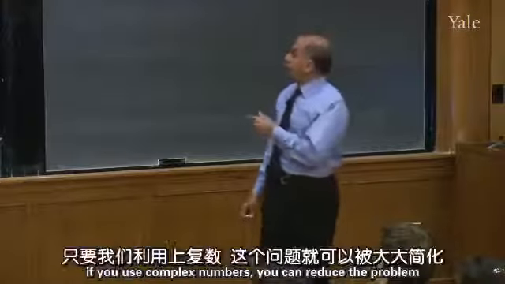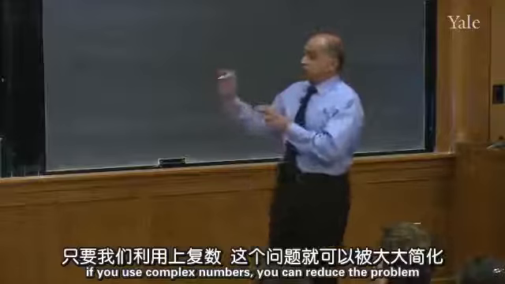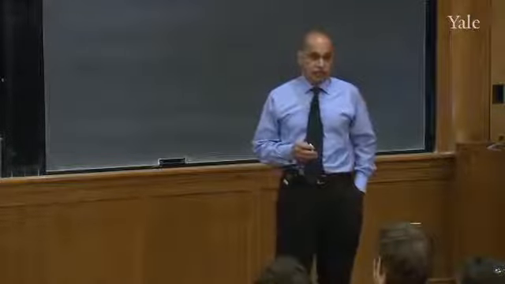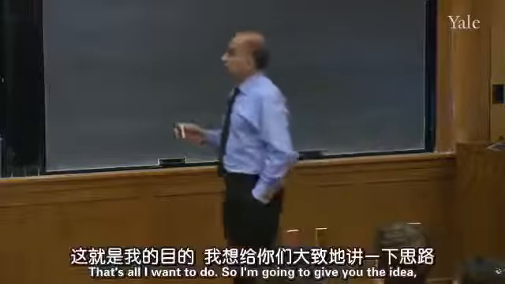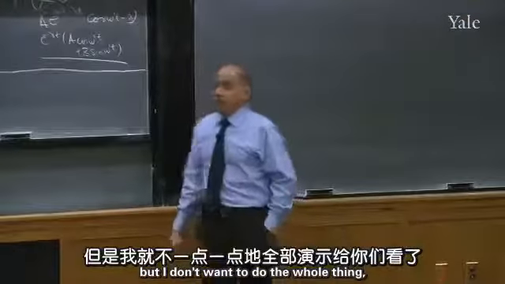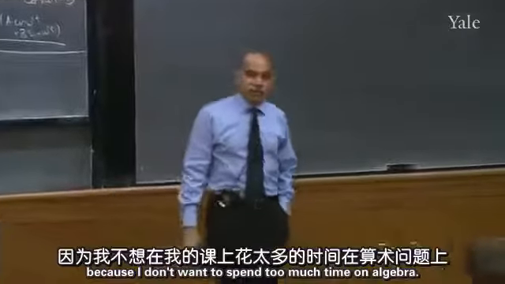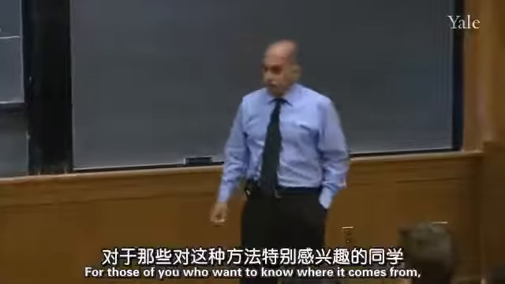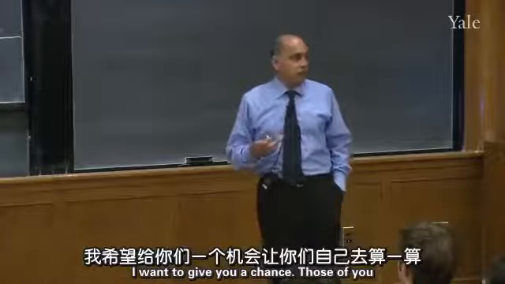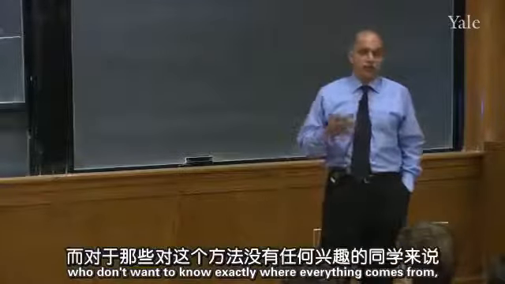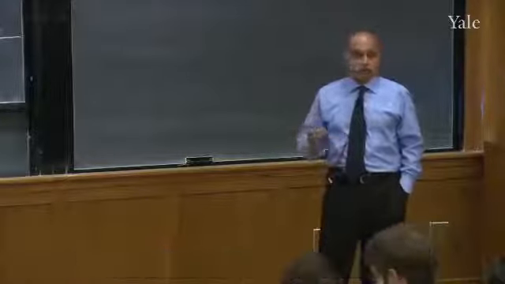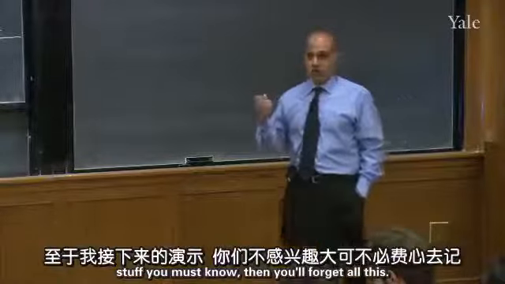But I will show you that if you use complex numbers, you can reduce the problem to something that looks just like a DC circuit. So that's all I want to do. I'm going to give you the idea, but I don't want to do the whole thing because I don't want to spend too much time on algebra. For those of you who want to know where it comes from, I want to give you a chance. Those of you who don't want to know exactly where everything comes from, in the end, I will give you the so-called bottom line, stuff you must know. Then you forget all this.